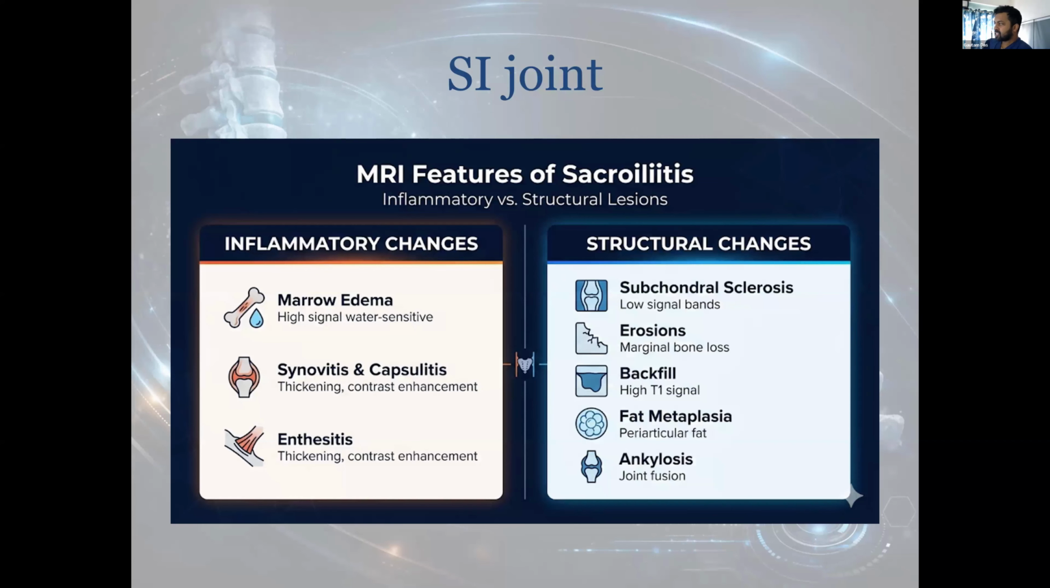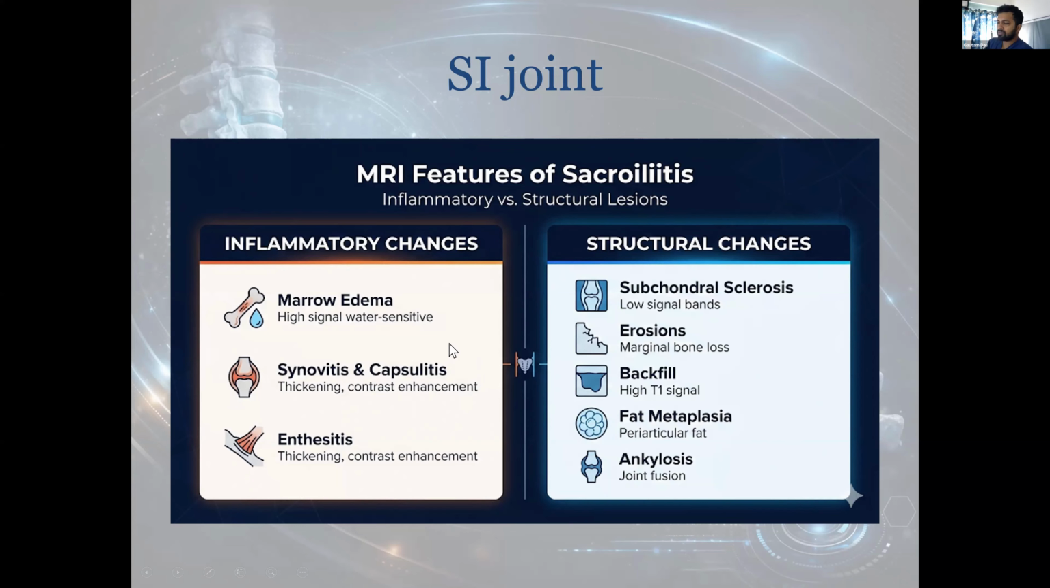Now, the MRI features. There are 2 changes. Initially, when sacroiliitis occurs, inflammation will occur. Inflammation will slowly occur for a long duration, then it will become structural changes. So we want to differentiate whether there are inflammatory changes or structural changes, because inflammatory and structural changes can occur in other pathologies also. Inflammatory changes are seen in any inflammatory arthritis like ankylosing spondylitis or anything.